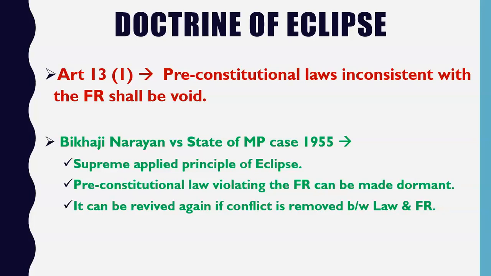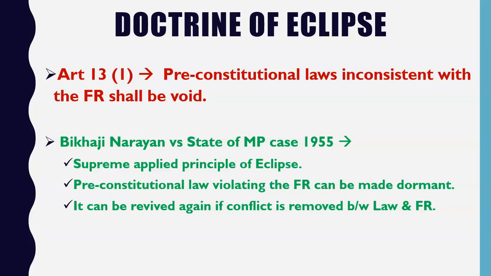So dormant means the law will not be killed, the law will not be dead, the law will sleep, and the law will not be allowed to work. So it means that these laws will be placed in the shadow of fundamental right, and if in future any constitutional amendment is able to remove the conflict between the law and the fundamental right, then again these laws can be revived, which means they can be put to work again.